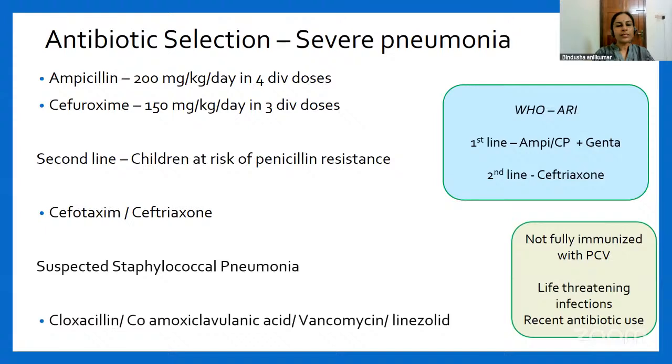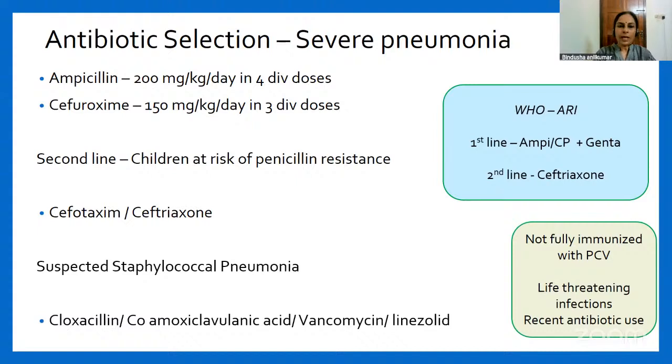And if the patient is at risk for staphylococcal pneumonia, if it is a rapidly progressing pneumonia, or if the child has any abscess or pyoderma or the X-ray shows pneumatoceles, then you think about staphylococcal pneumonia. Then you have to start anti-staphylococcal drugs also, like cloxacillin, co-amoxiclav, vancomycin, or even linezolid. In rare cases, linezolid is a reserved drug. So we will consider other drugs.